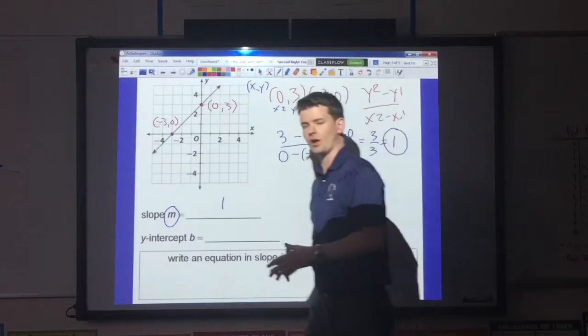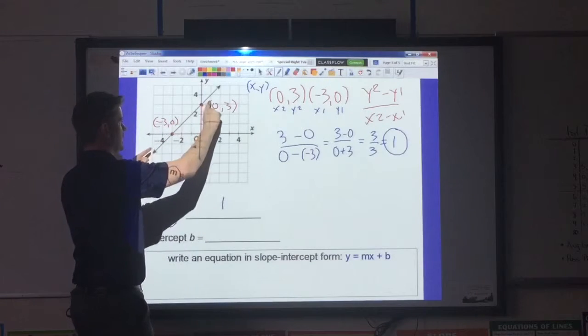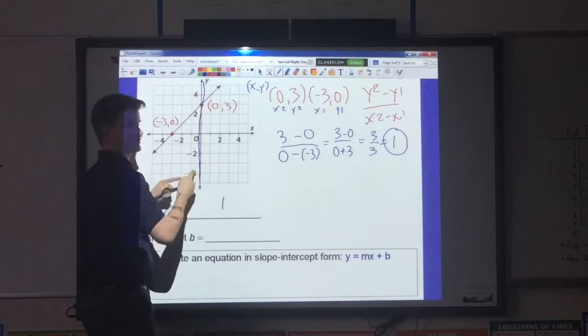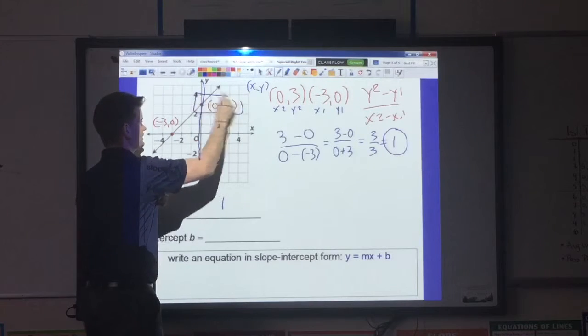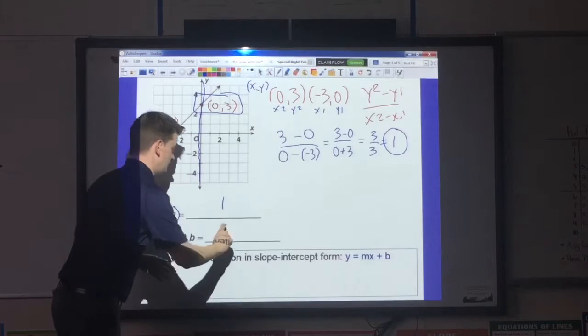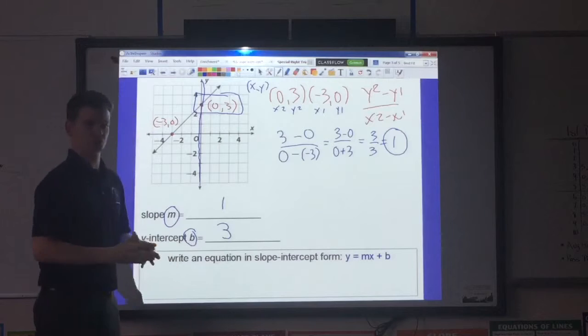In order to find the y-intercept from a graph, it's just visual. You track the line and you identify wherever this line crosses over this y-axis right here. Well, we know it crosses at 0, 3. The y value is 3, so my y-intercept, also known as my b, is equal to 3.